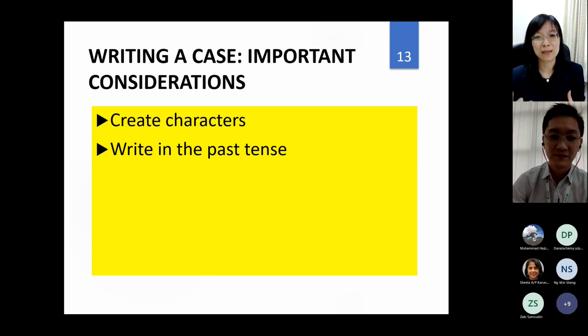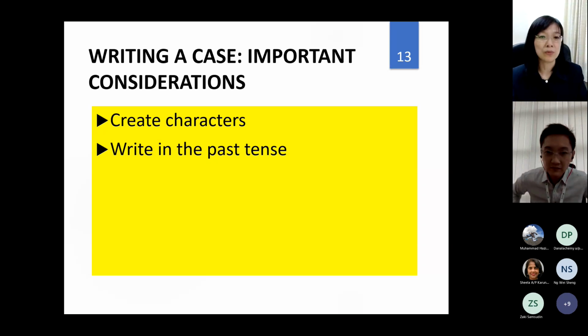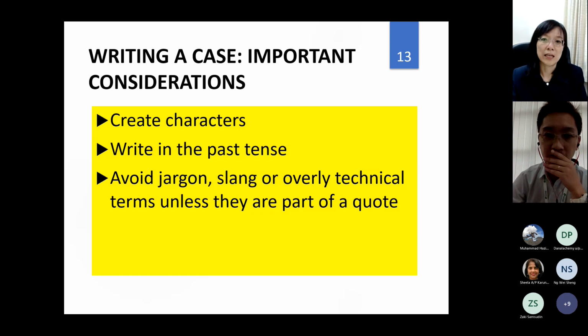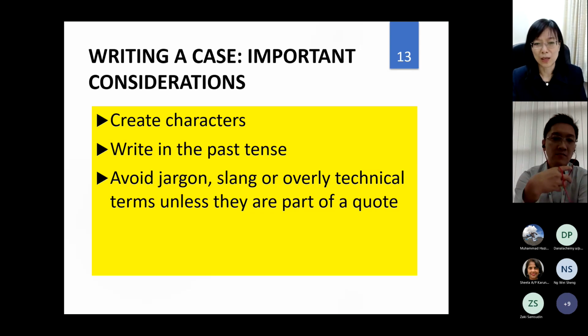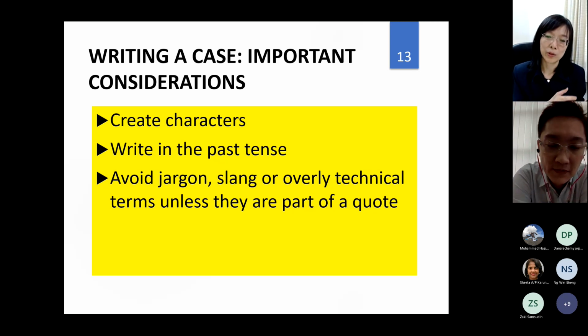And sometimes when the case is used, the issue is already solved, right? So that's why you write it in the past tense. Case writing is always written in the past tense. Okay. Avoid jargon, slang, or overly technical terms, because sometimes the users of your cases don't just come from your field. They can come from a variety of diverse backgrounds. And so if you use overly technical terms or jargon that only you understand, your readers are going to find the case difficult to follow.